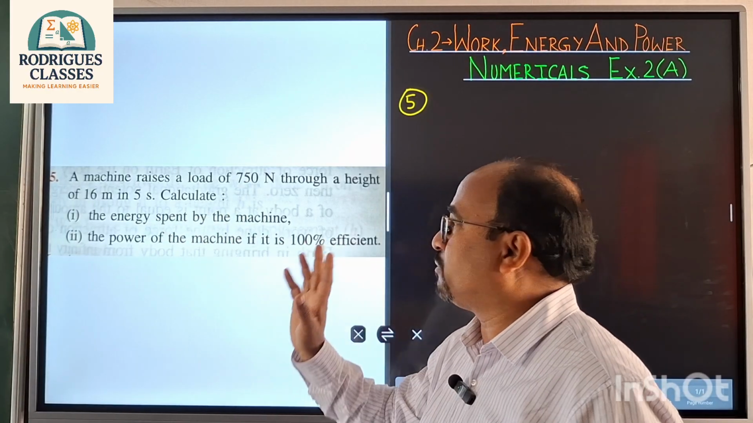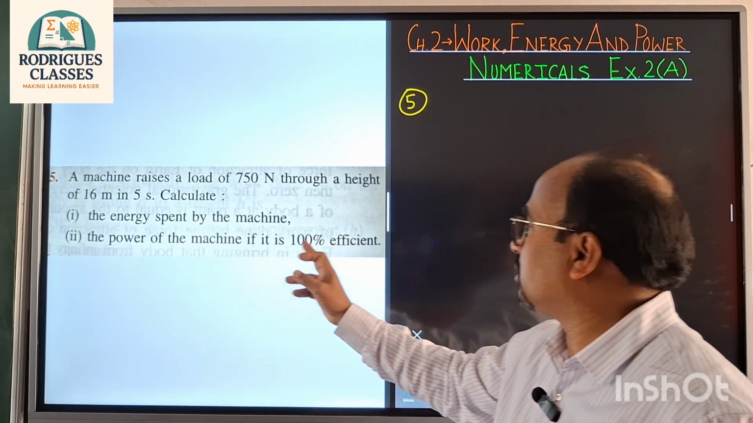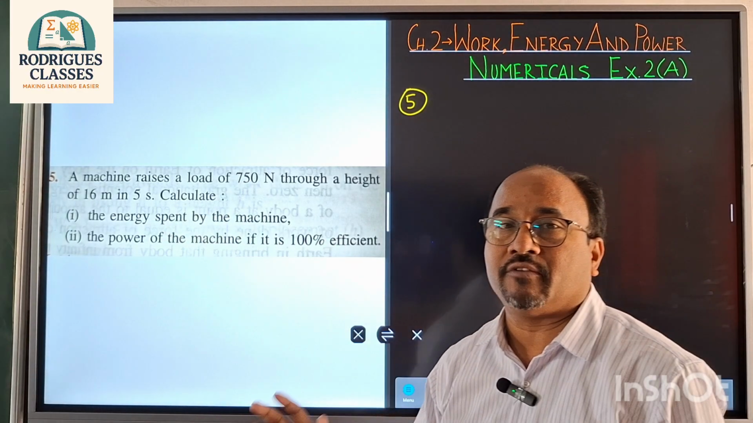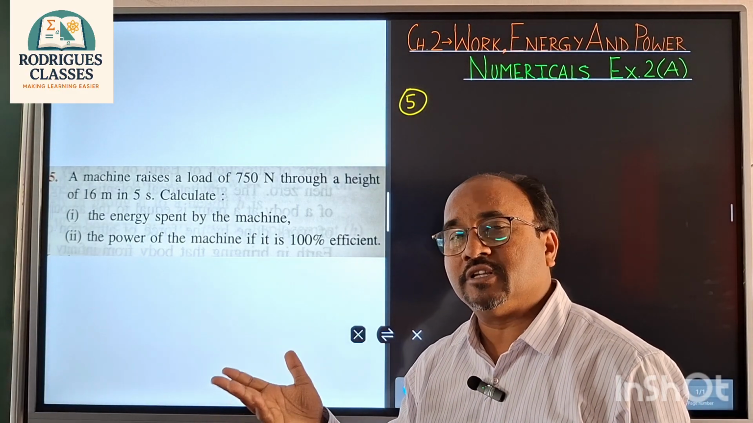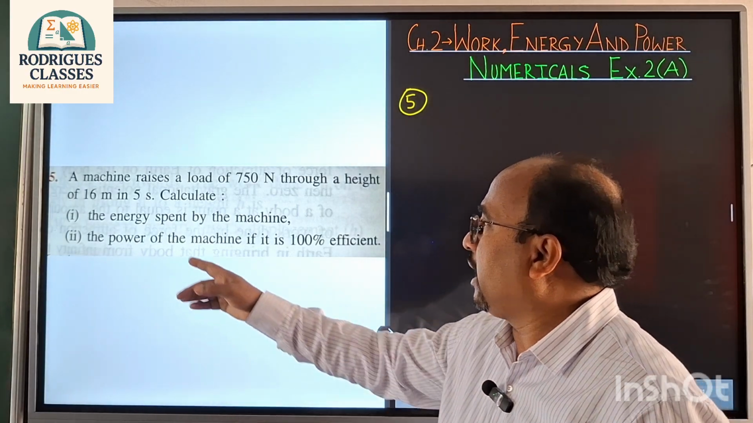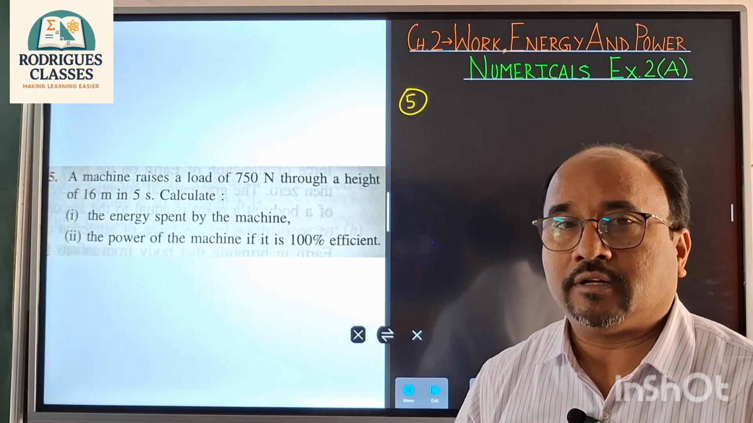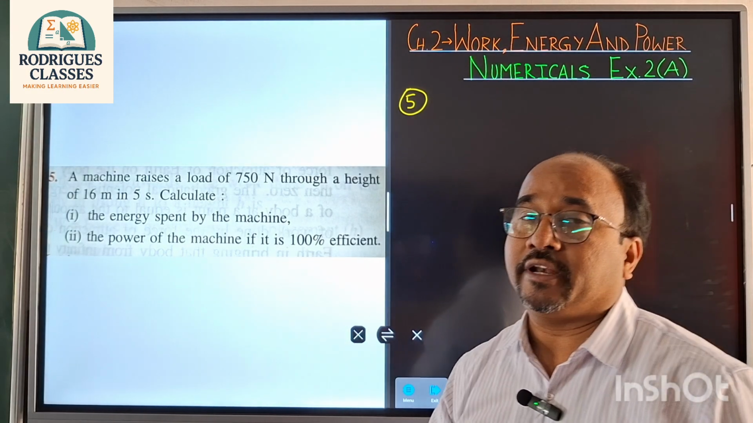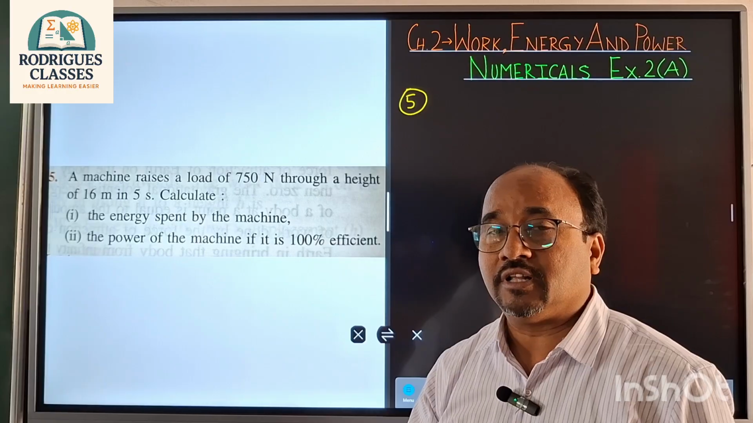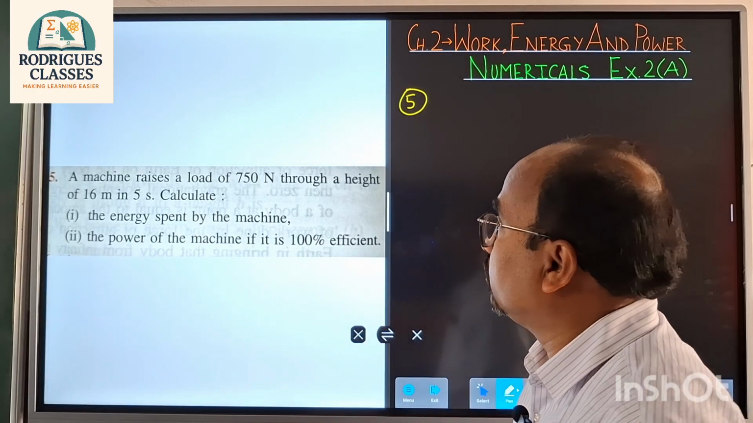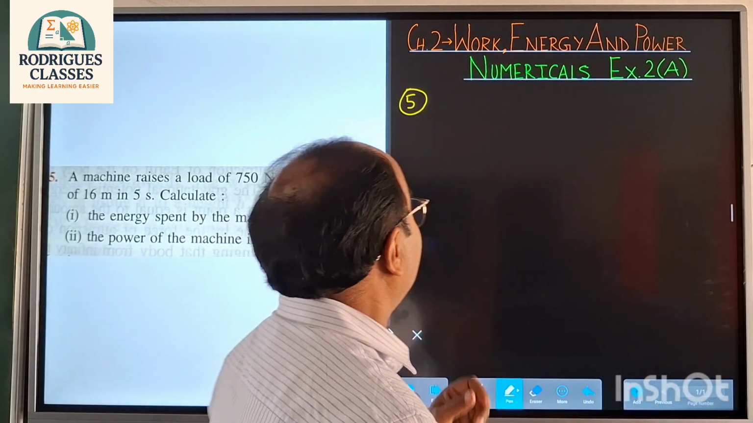Calculate the energy spent by the machine, and the power of the machine if it is 100% efficient. 100% efficient means it is simply to find the power, and here the energy spent is also asked. Remember, energy is the ability to do work. So if we find the work done, that is the energy spent. Okay, so let us take a look here.